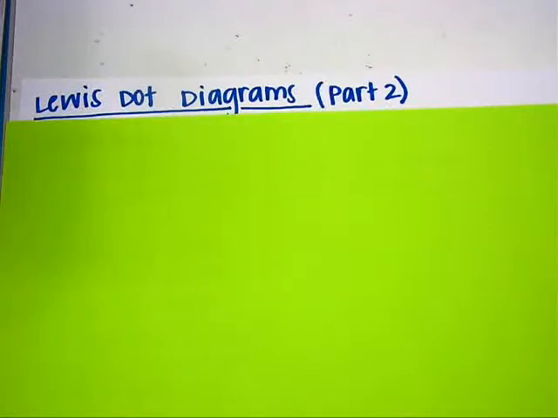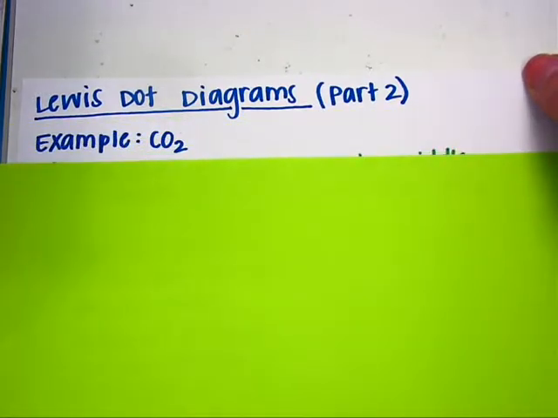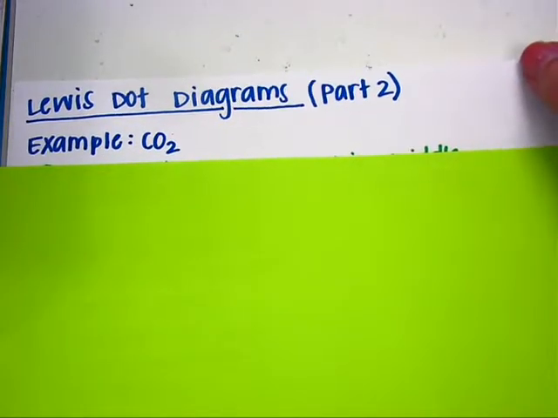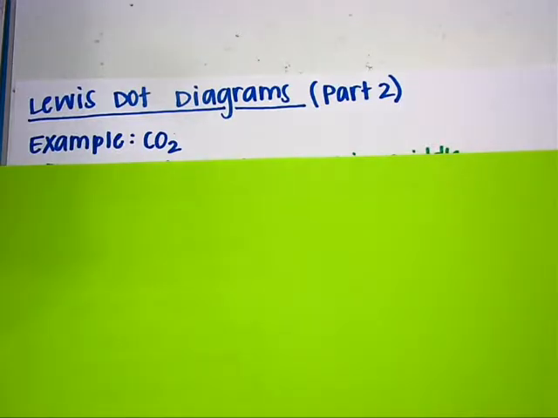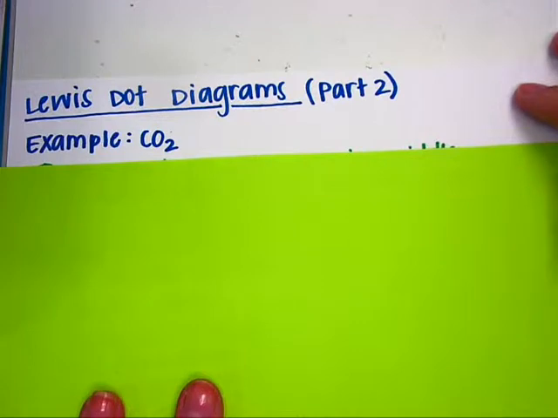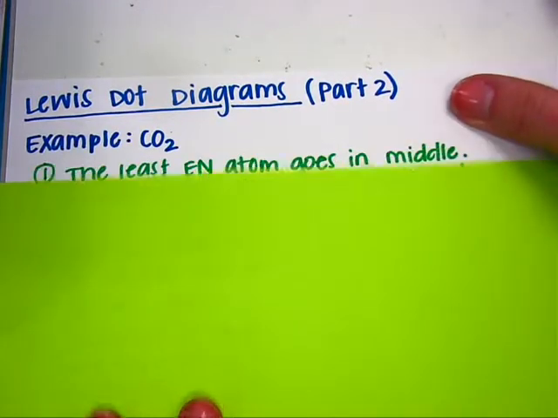Okay, this is a follow-up video to the Lewis dot diagrams video that I did a little while ago. This is going to be Lewis dot diagrams that have more than two elements in them. So like CO2 has two elements but more than two atoms. The three atoms there are going to make us have a more advanced Lewis dot diagram, meaning that we're going to need to do some calculations.